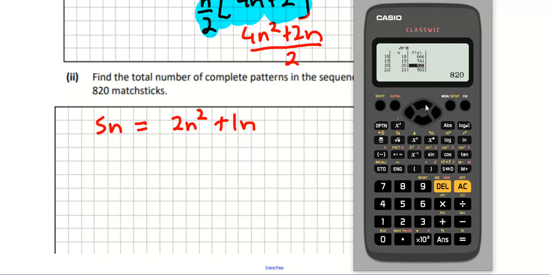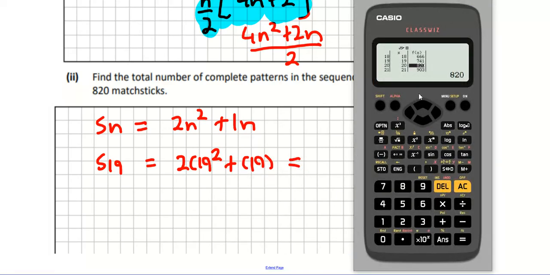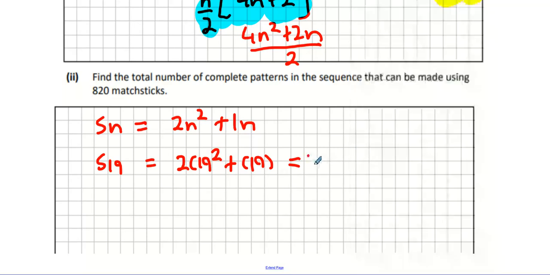And there it is. It's S20. Now, if you want to show attempt at working out of this, you can pretend to do substitution, like so. Pretend that you tried to do S19, and S19 was 741. And then all of a sudden, oh wait a minute, I did S20, and S20 gave me the right answer.